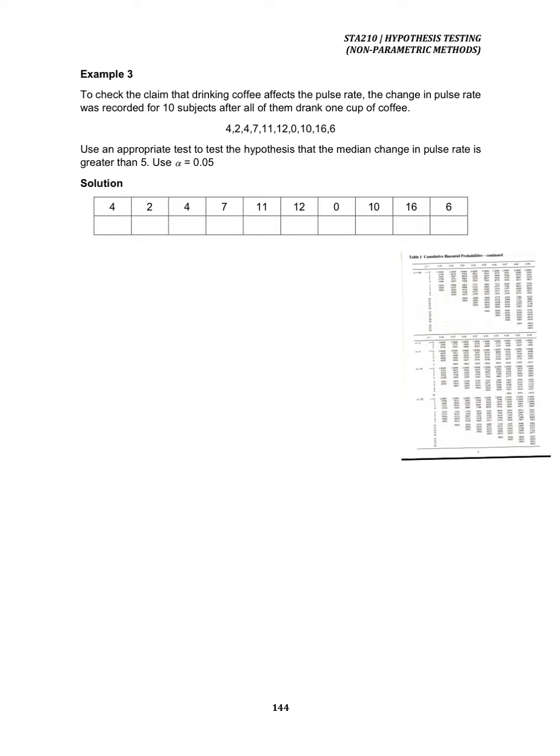Okay, so kat sini dia tak kata appropriate test. Okay, tapi kita tahu dah data kita hanya ada satu group sahaja. Kita bukannya comparing between two groups. Okay, so the suitable or the appropriate test here adalah sign test. Okay, so kita daripada sini kita dah identify what are the H0, H1. So dia nak test median pulse rate is greater than 5. Okay, so we can write the H0, H1 as median equals to 5, median greater than 5.